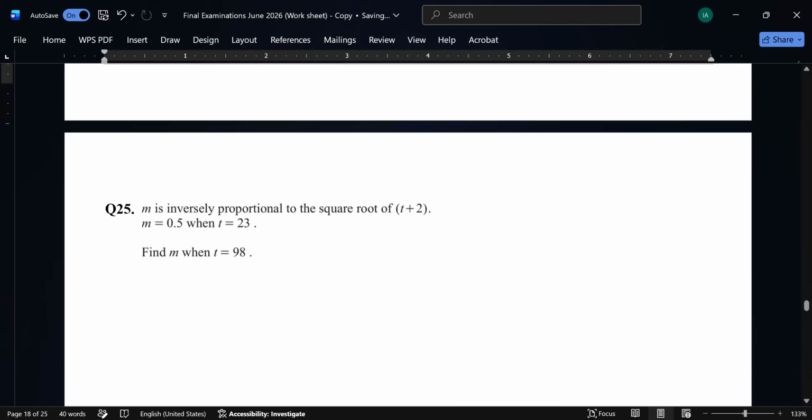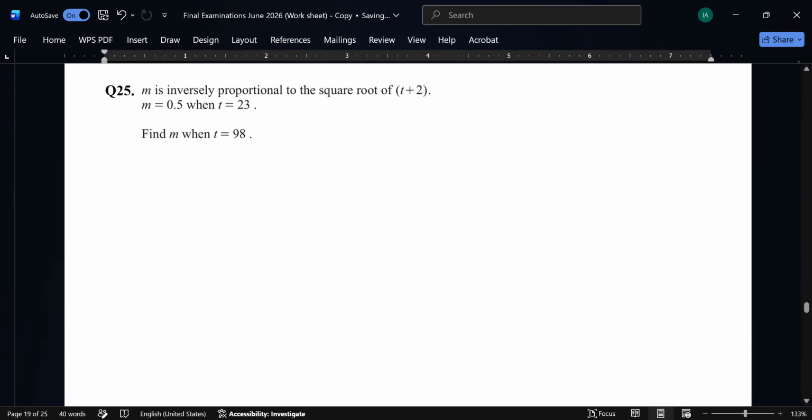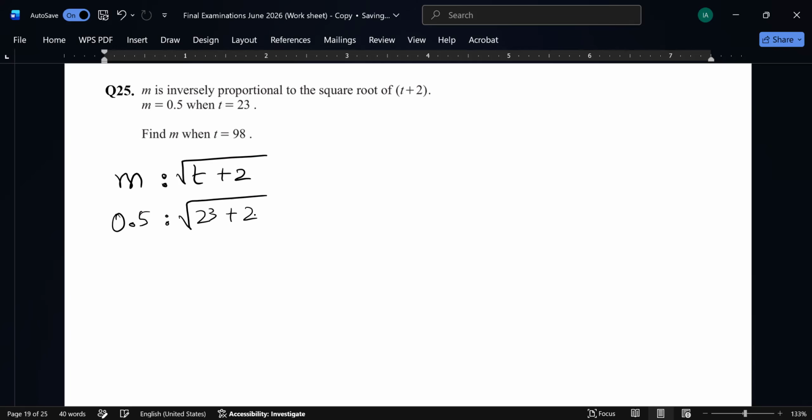Okay, the next question. M is inversely proportional to the square root of t plus 2. How do I write this? I could write in this way. M is inversely proportional to the square root of p plus 2, where M is given as 0.5, p is given 23. Now they asked me to tell you the value of M, and the t is 98.